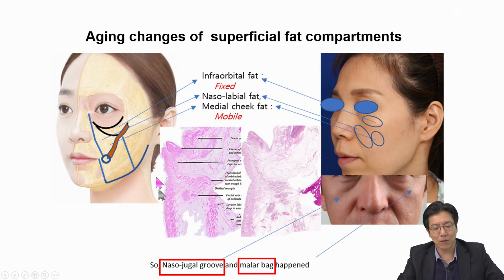This is a very interesting microscopic histology study. As you see in this histology slide, the infraorbital fat is fixed to the deeper structures with a retaining ligament. So I call infraorbital fat the fixed fat compartment. Compared to this infraorbital fat, the other two fat compartments, nasolabial fat and medial cheek fat, are loosely attached to the deeper structure. So I call them the mobile fat compartment.